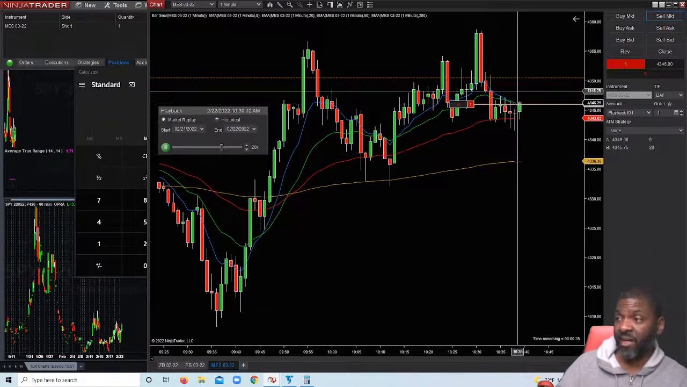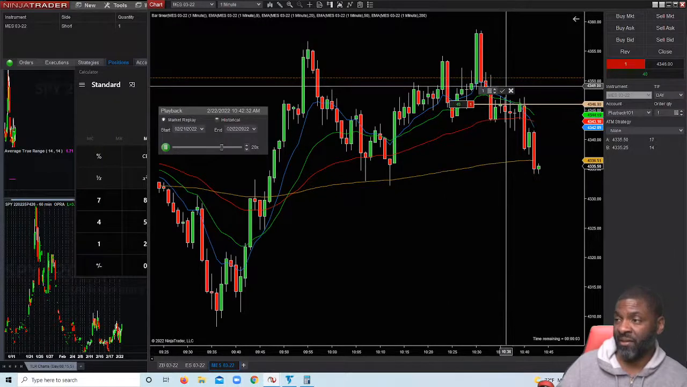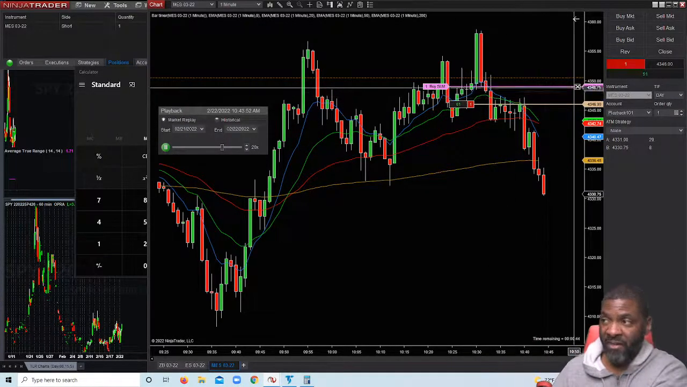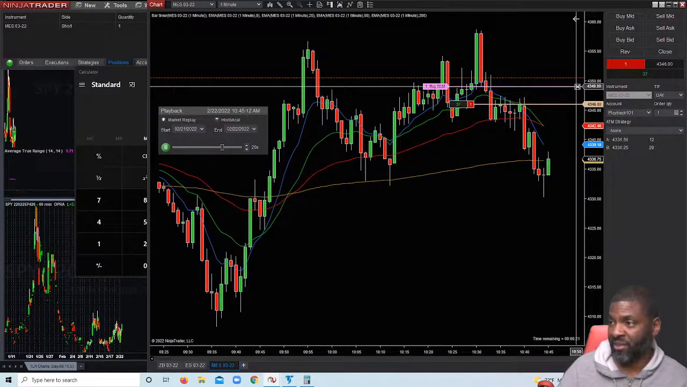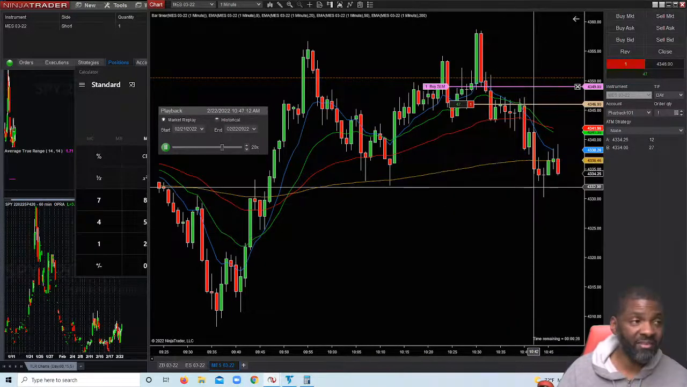I can go in and set a stop loss if I right click and put in a buy stop limit, because I'm selling. So if I hit buy stop limit and hit check, boom. Now I manually put in a buy stop. I can come down here and manually put in a stop, but I don't like doing it manually like that.